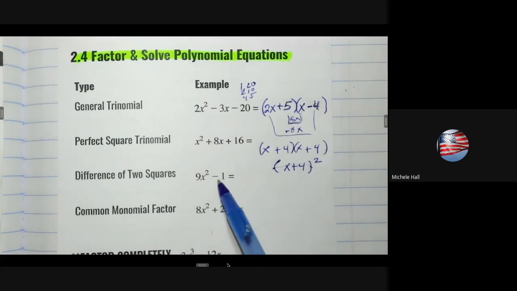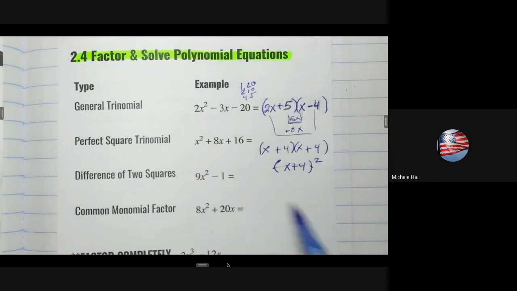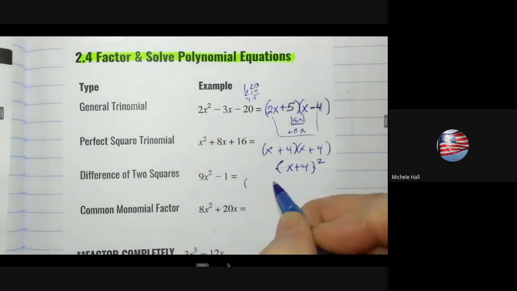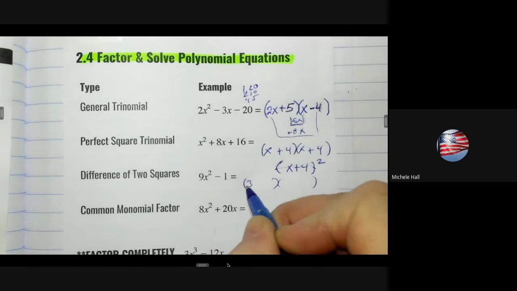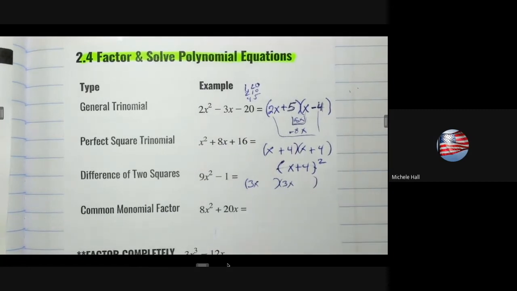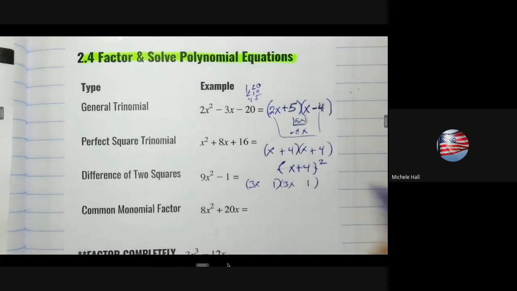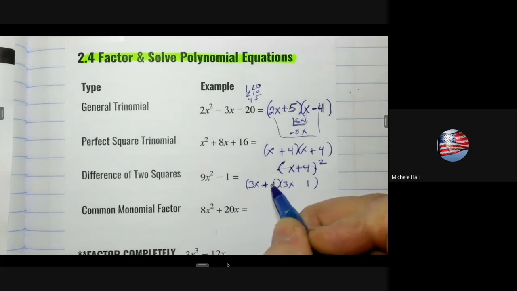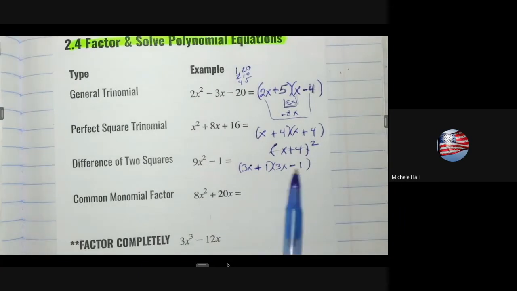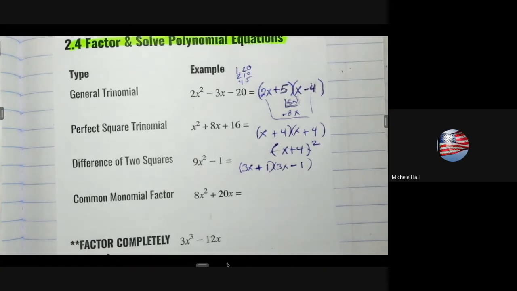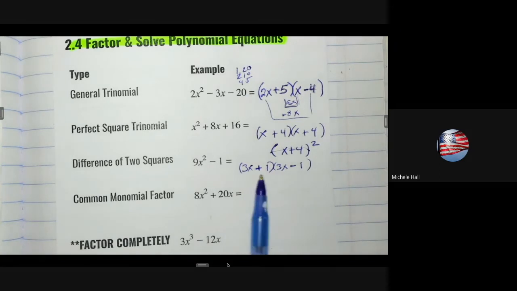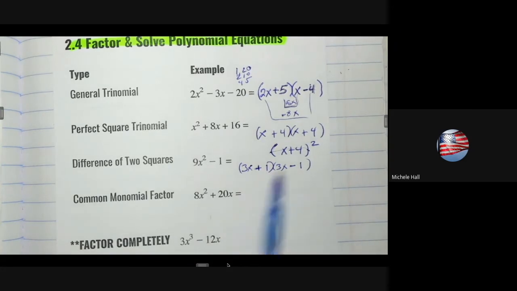Here we see the difference of squares. 9 is a square, x is a square, and 1 is a square. So the difference of squares means the same thing in both parentheses, and then a plus and minus. The sum and difference will give no middle term because you have positive 3x and then negative 3x. The difference of two squares always has the same thing in both parentheses, but a plus and minus.